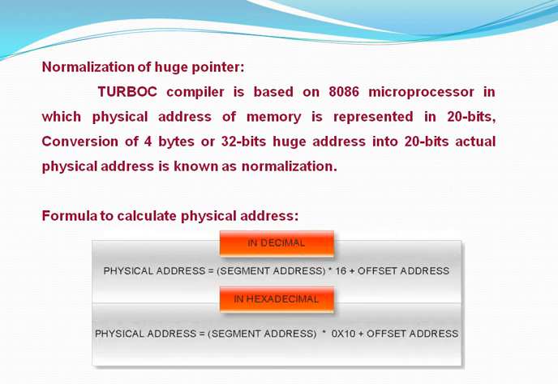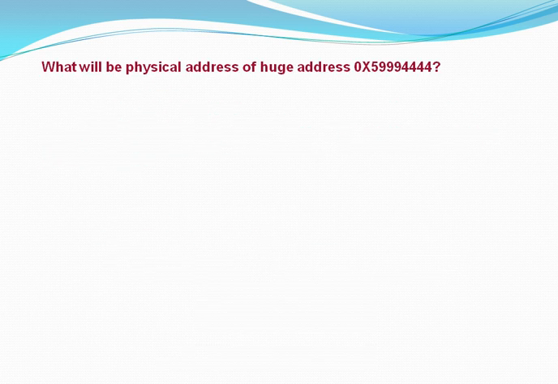We are having two formulas. If you want to calculate in decimal format, then you can write physical address equals segment address multiplied by 16 plus offset address. In hexadecimal format, physical address equals segment address multiplied by 0x10 plus offset address. So in the huge pointer case you have to find the normalization. So what will be the physical address of a huge address?